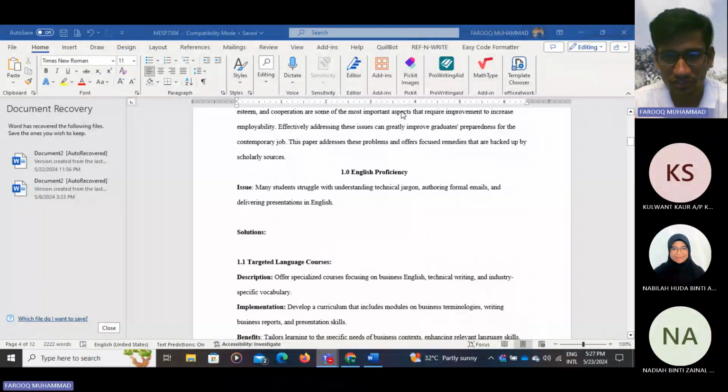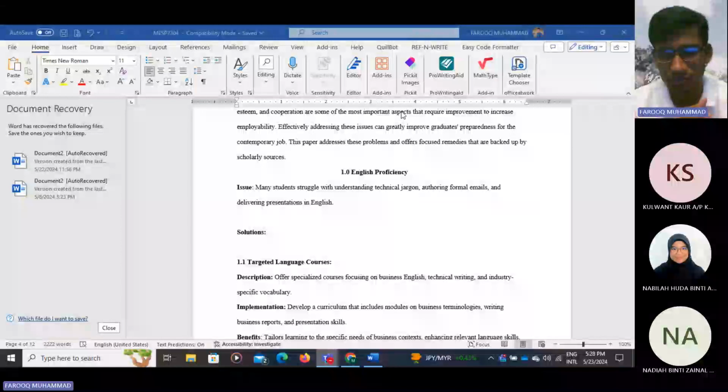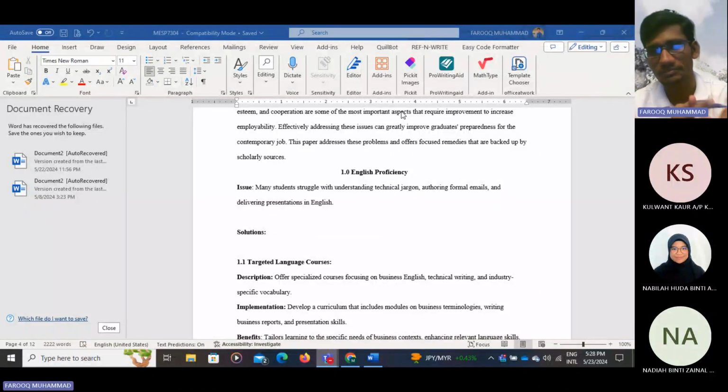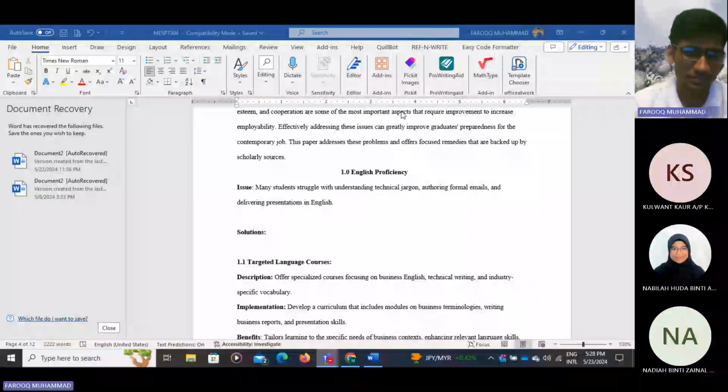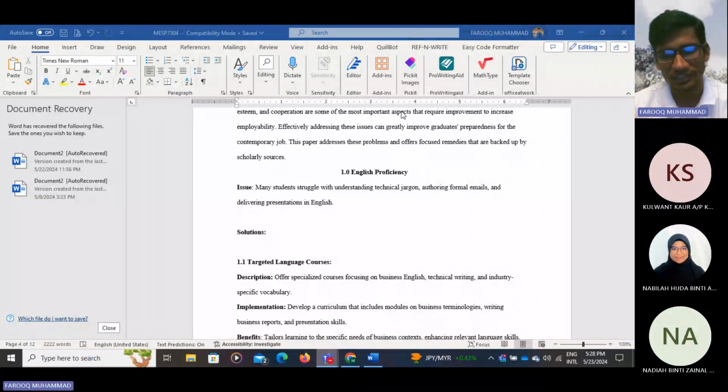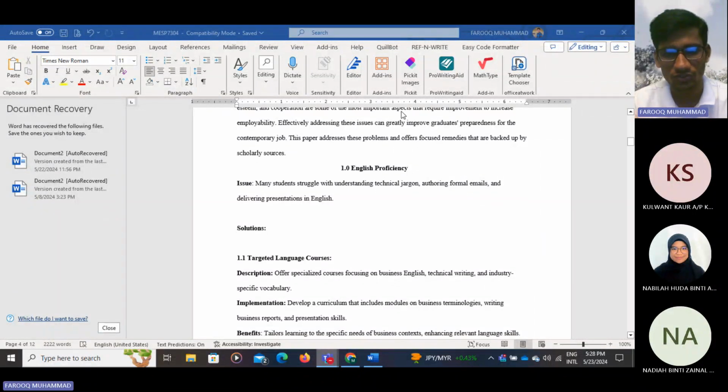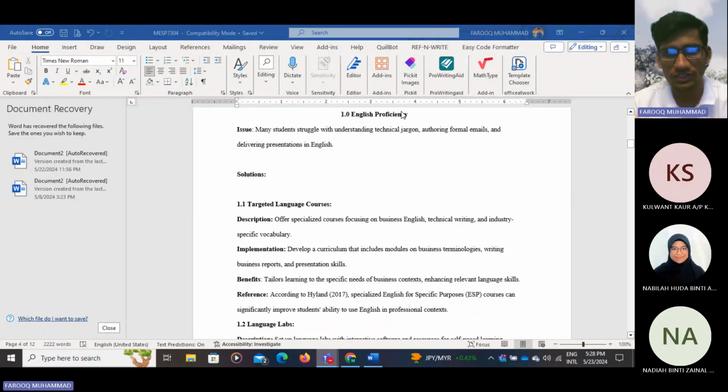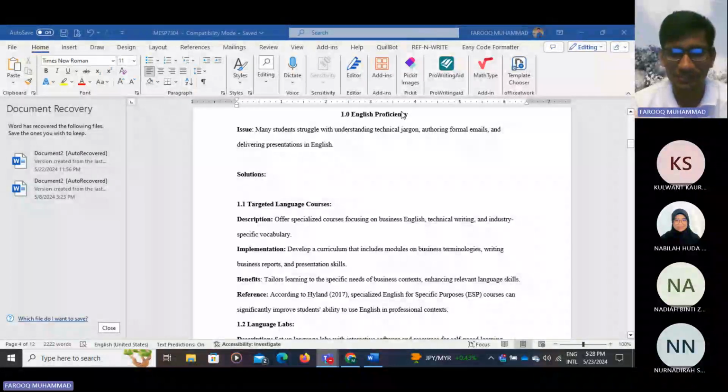Many students struggle with understanding technical jargon, authoring formal emails, and delivering presentations in English. So here the issue is that many students struggle with understanding technical jargon that can be used in formal emails and delivering presentations in English. These are three main issues that we can subcategorize into English proficiency. Then we will go for solutions, how we solve these issues.